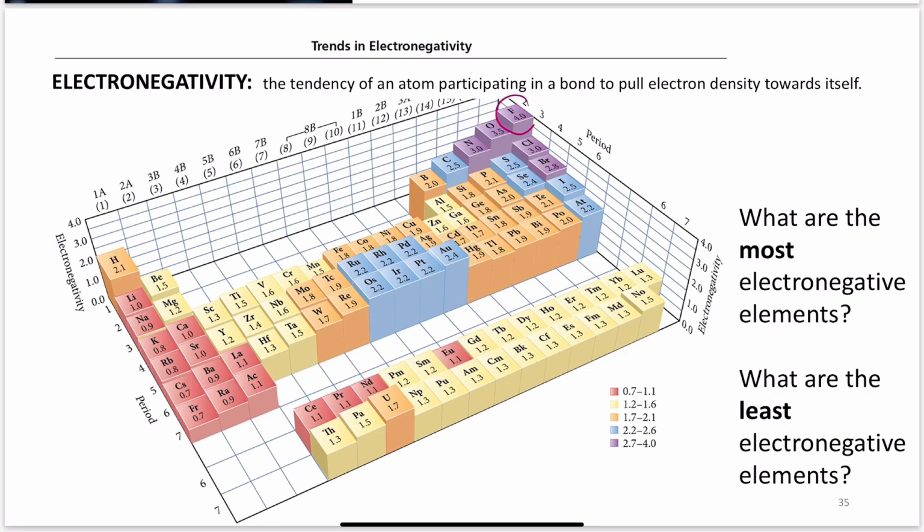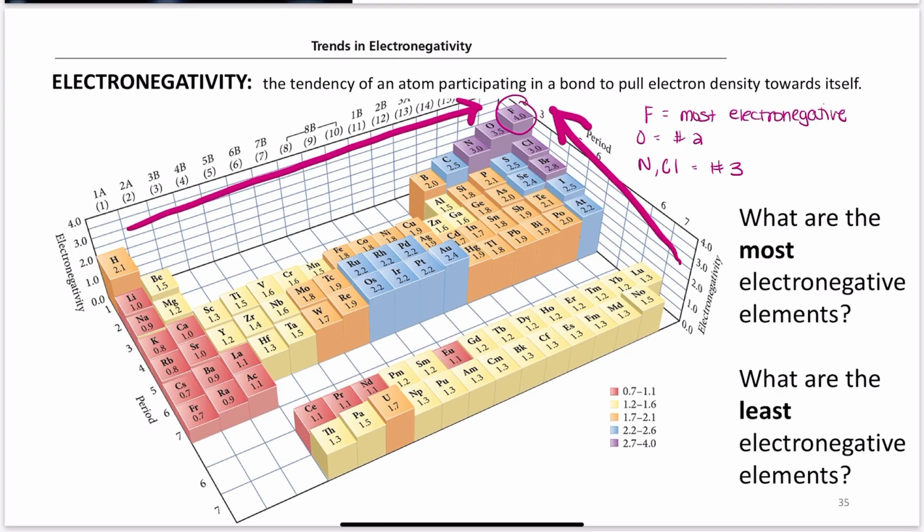You need to know that fluorine is the most electronegative. Oxygen is number 2. Nitrogen and chlorine are tied for number 3. You need to know that the trend goes, it increases across and up the table. So what are the most electronegative elements? Well, fluorine wins. Your nonmetals are the most electronegative.